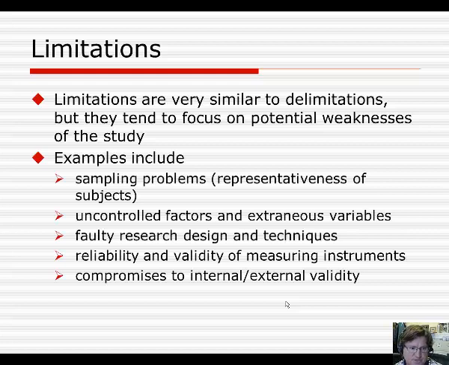Some examples include sampling problems, some uncontrollable other factors, faulty design, some problems with the instruments that were used, and then some of your internal and external validities being compromised. Again, limitations are aspects of the research study that the investigator cannot control, that represent weaknesses to the study and may negatively affect the results.